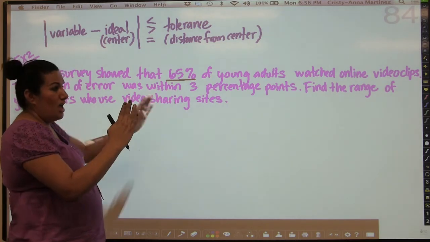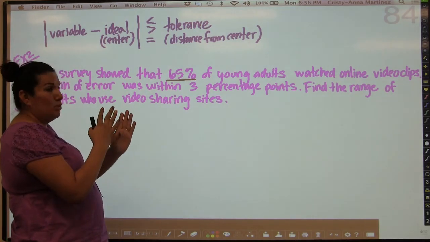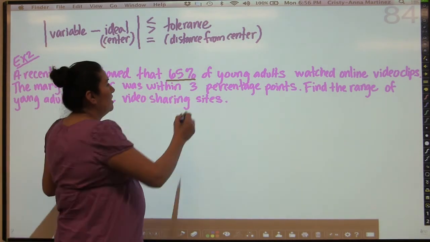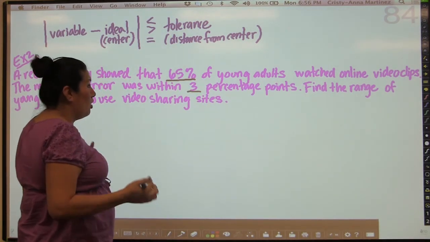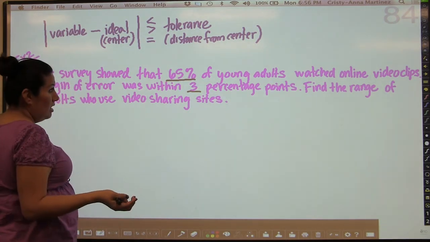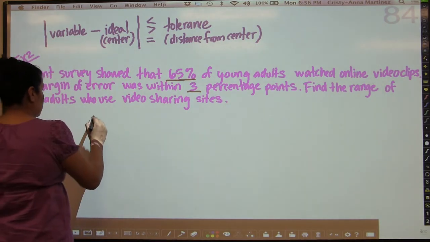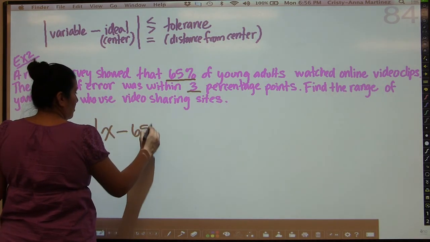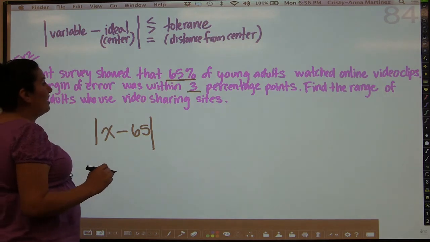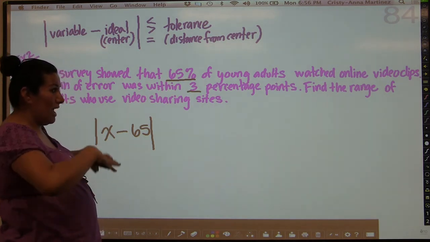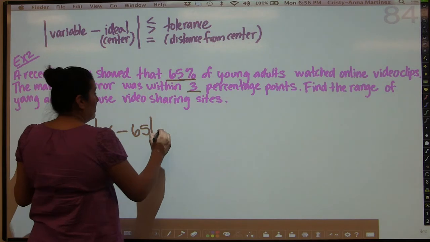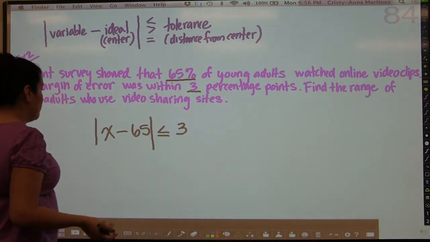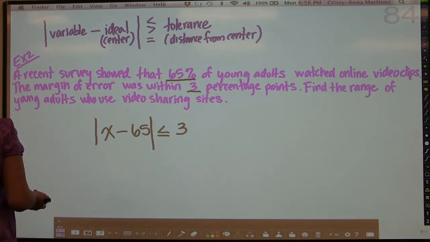65 is the middle, and you can be above that or below that, so 65 is the center, and the 3 is going to be the distance from the center. So all we have to do is pick a variable. I guess we could pick x, subtract the center, which is 65, and they want to be within 3 percentage points. They don't want to be outside of 3 percentage points. So we want it to be less than or equal to 3. And that's pretty much it. That's the equation you want to write, and then to solve it.